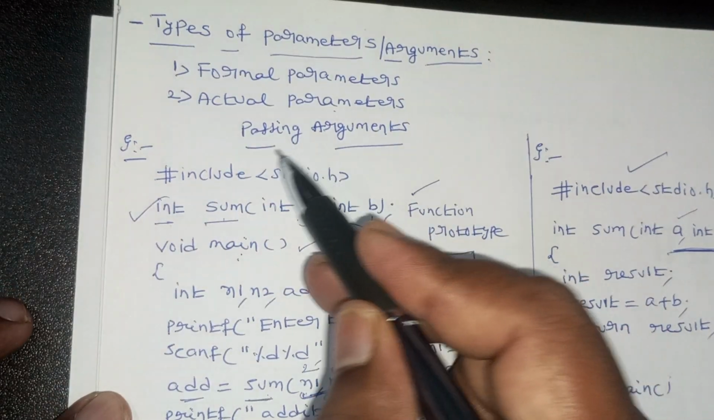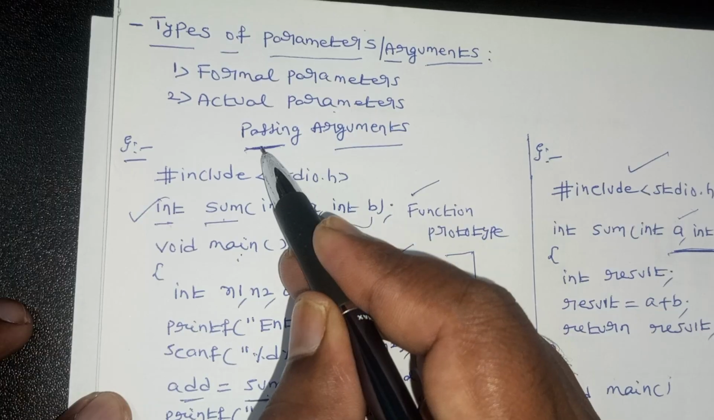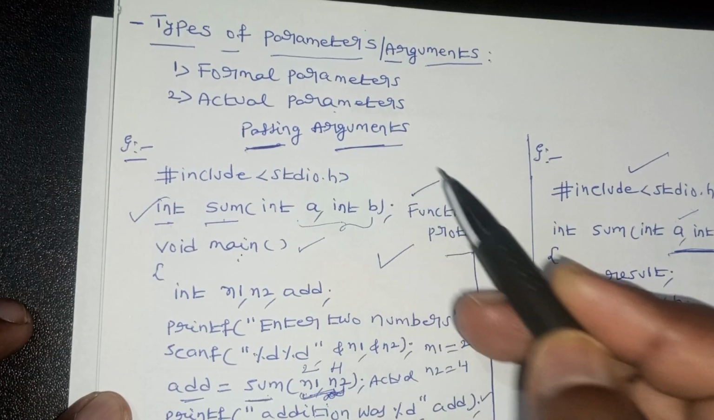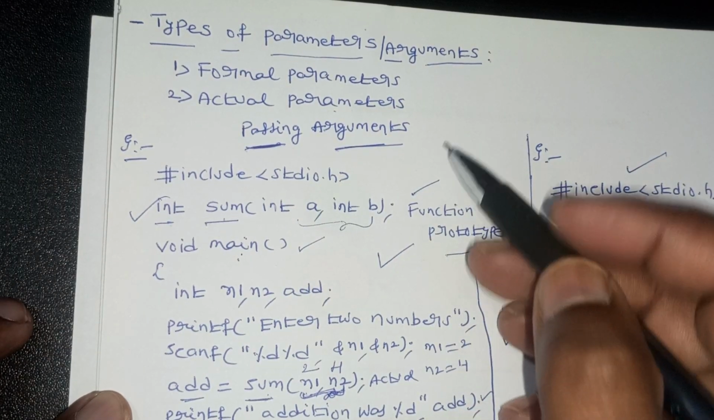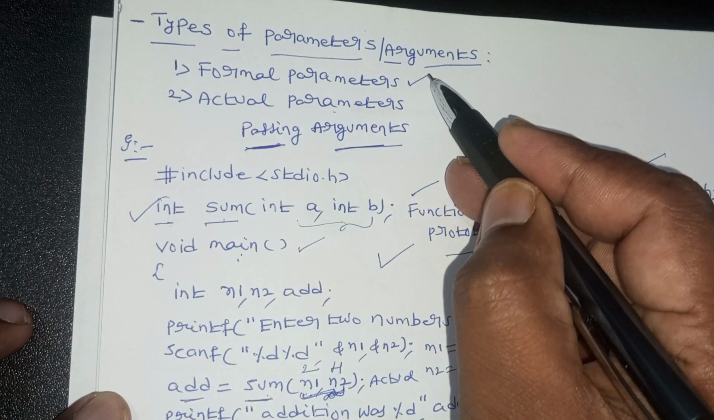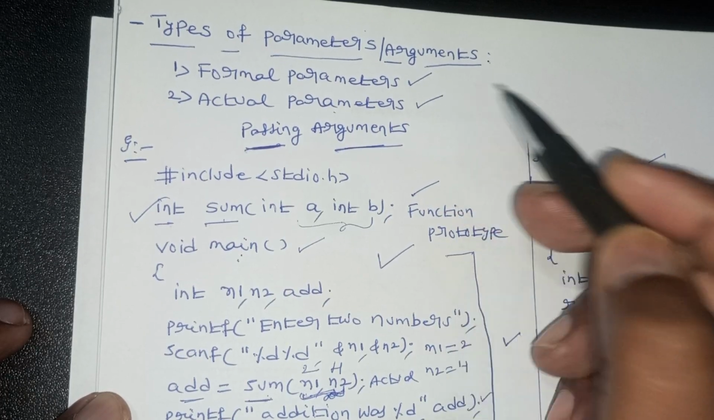That is all about the types of parameters. How to pass arguments to a function using arrays, we will see next. How many types are we having? We are having formal parameters and actual parameters. That's it.